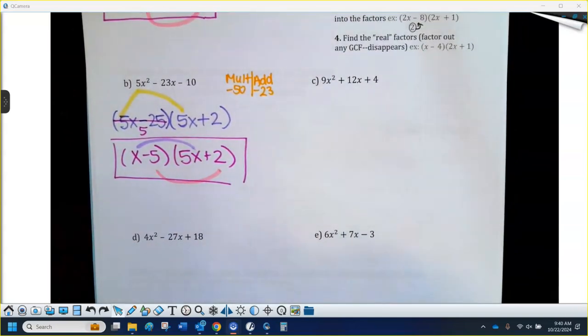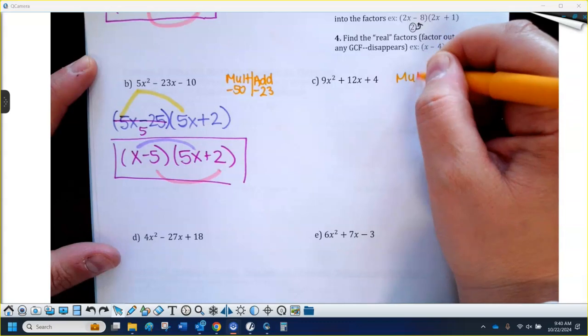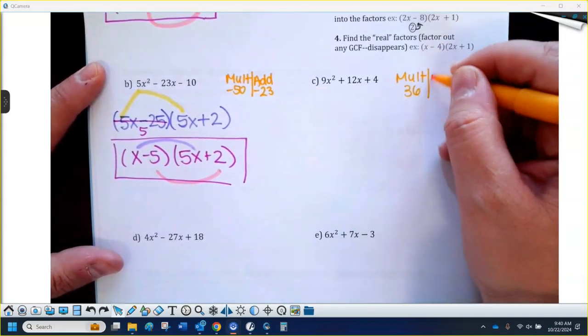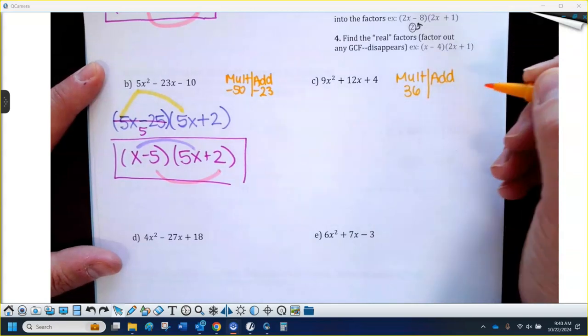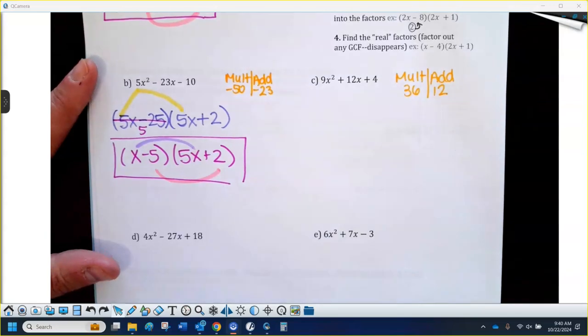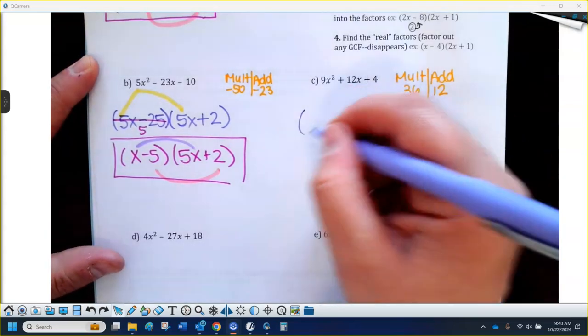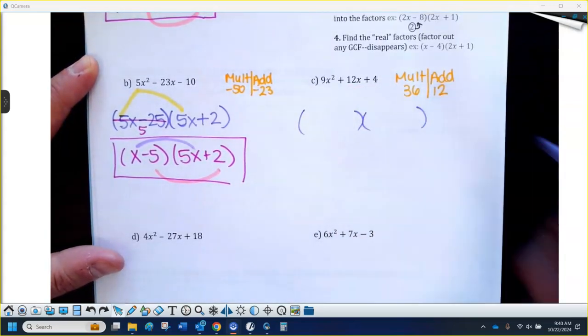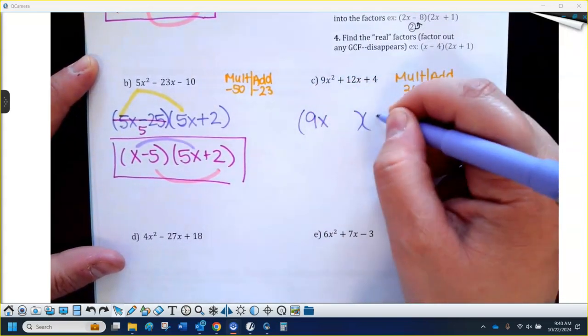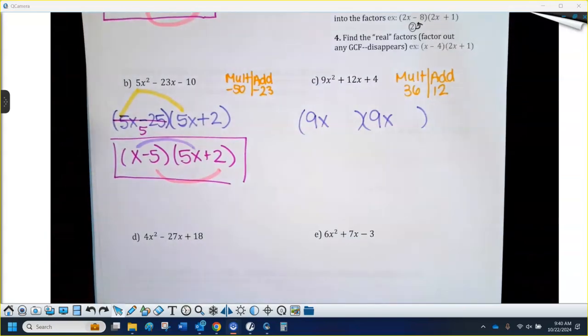All right, right next to this, a times c. So I'm going to multiply first and last. 9 times 4 is 36. And I'm going to add to get the lovely number in the middle attached to the x, which is 12. And as I'm thinking about those a little bit, I'm just going to start out and write 9x at the start of each of my factors.